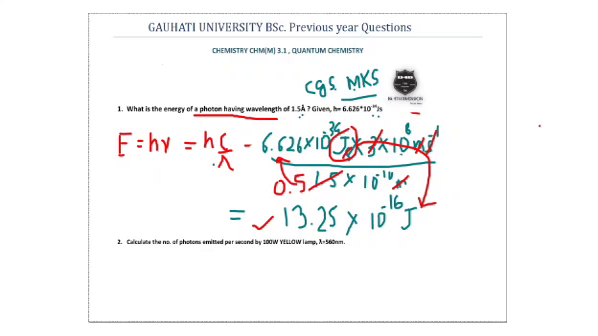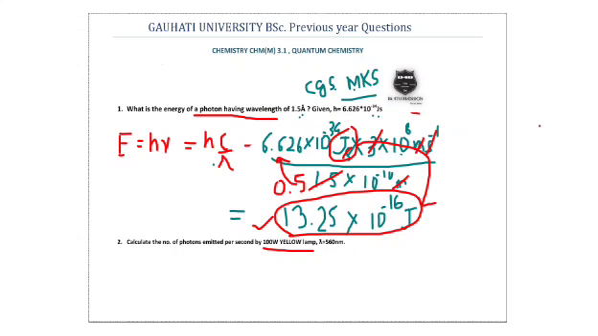You try it and give your response in the comment section. Moving to the next question. Next question: calculate the number of photons emitted per second by a 100 watt yellow lamp, and the wavelength here is 560 nanometer.